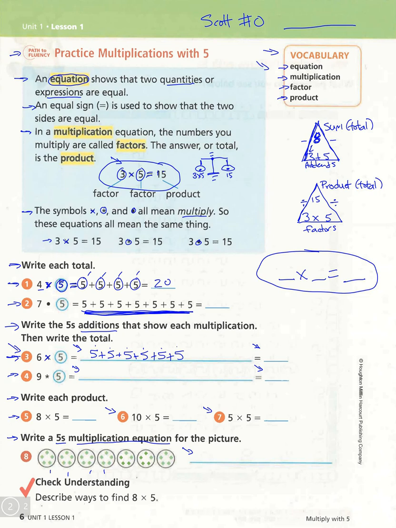6 times 5. So now, if you know how to skip count, you can just go 5, 10, 15, 20, 25, 30. Right? It equals 30.